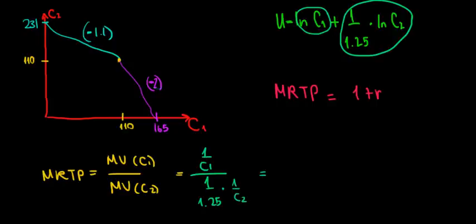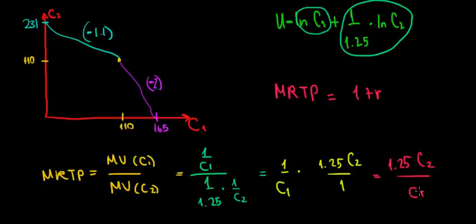Now if we work out the math over here, what do we get? We have 1 over C1, and then we multiply with the inverse. It's going to be 1.25 C2 divided by 1, and that's equal to 1.25 C2 divided by C1.